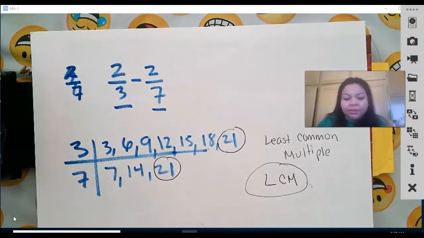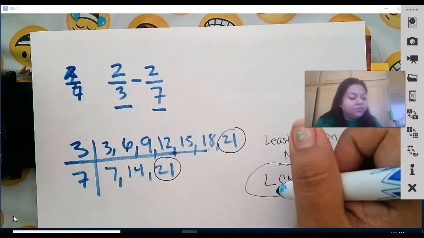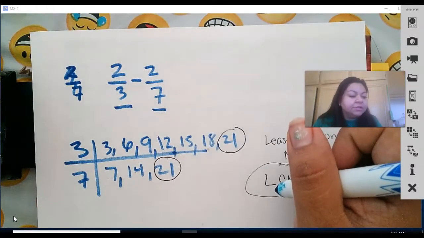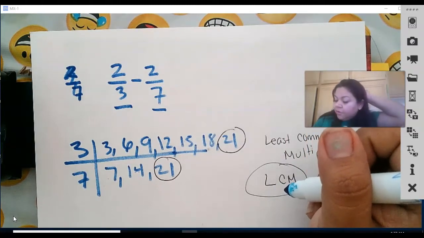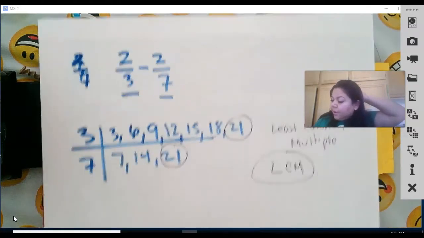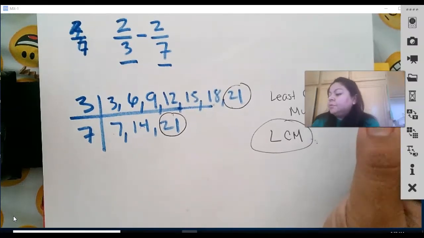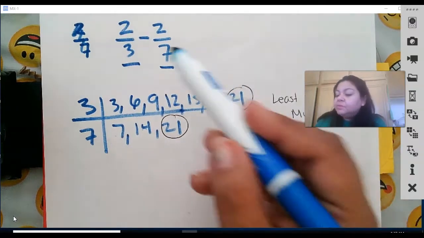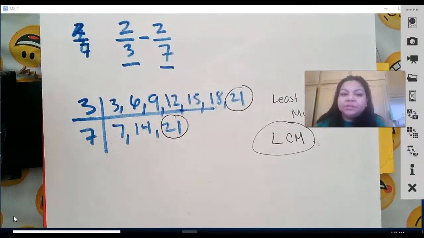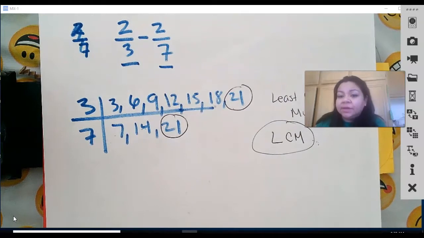And in future coming weeks, I'm also going to introduce you to the words in math in Spanish, because math in 6th grade for most of you will be in Spanish. So the least common multiple is 21 for this example. And so I'm going to have to find the equivalent fractions of 2/3 and 2/7 to be able to subtract, using 21 as our denominator.